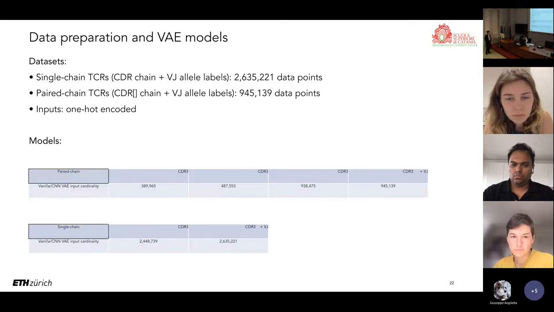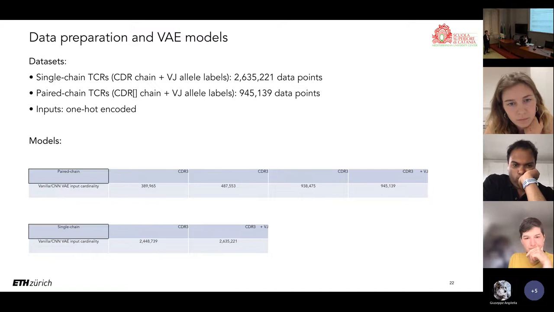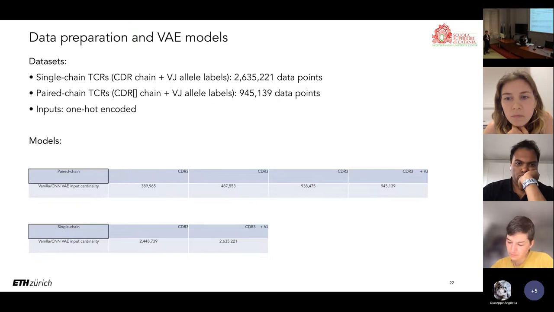So we used two data sets: a single chain data set consisting of beta chains only, and a paired chain data set consisting of alpha and beta chains. We developed 8 models for the paired chain data, consisting of 4 vanilla and 4 CNN VAEs on 4 different forms of input. They are CDR3 alpha, CDR3 beta, the concatenated two chains, and the concatenation also including the V and J gene allele labels. And 4 models, 2 vanilla VAE and 2 CNN VAE, on single chain data.